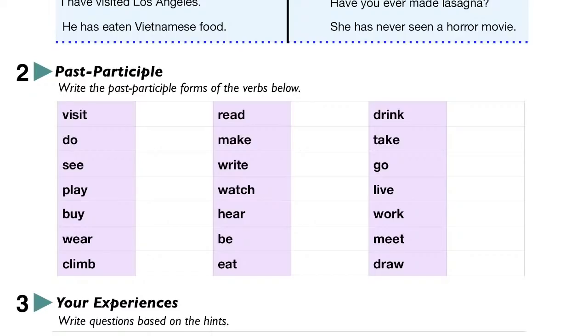Okay, we have take. Fabricio, for the past participle, it is drunk. Drank is the past tense. So for example, Fabricio, I drank coffee yesterday. Have you ever drunk coffee? Okay, take, taken. Good.